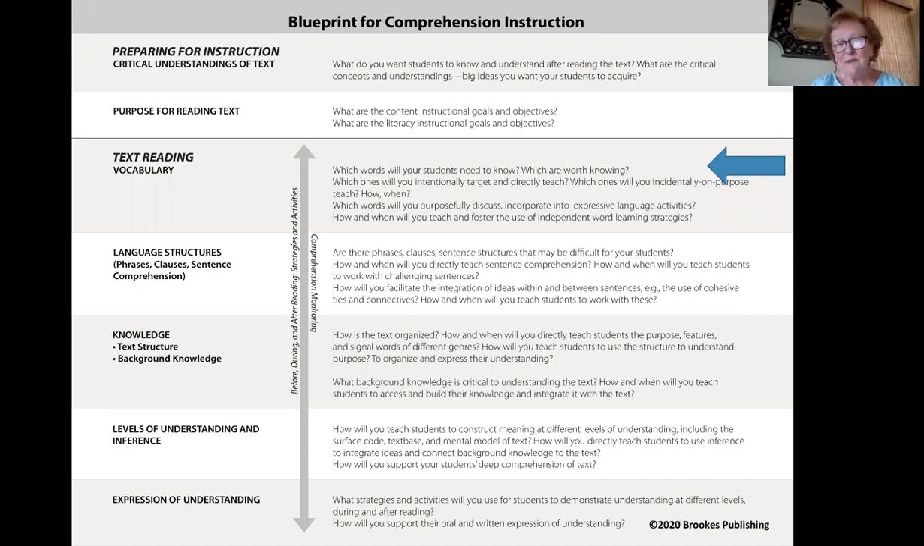The right-hand side of the blueprint includes a series of questions that are based on what the researchers have told us, what the experts in the field have told us we should be thinking about as we design instruction for those particular contributors to comprehension. And of course, our focus today will be text reading. Notice that each of those sections contains questions, which prompts us to be metacognitive about our practice. So that's basically what the blueprint is. And of course, the focus for today will be the vocabulary section of the blueprint, a critical contributor to comprehension.